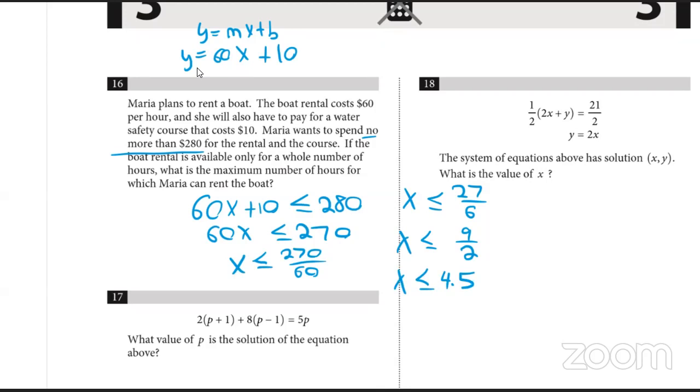When they say what's the maximum number of hours, they're saying what's the maximum whole number of hours. So if x is less than or equal to 4.5, what's the maximum integer there? And the answer would simply be the number 4.